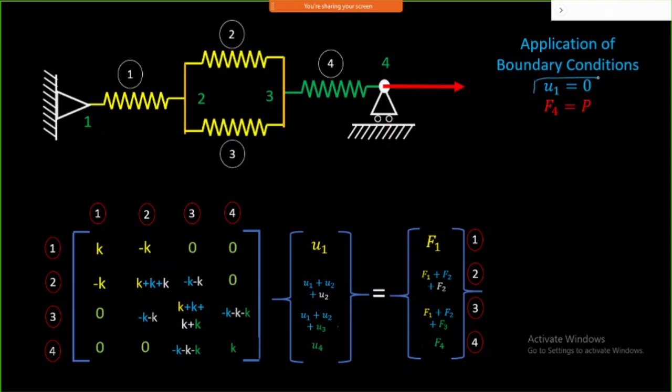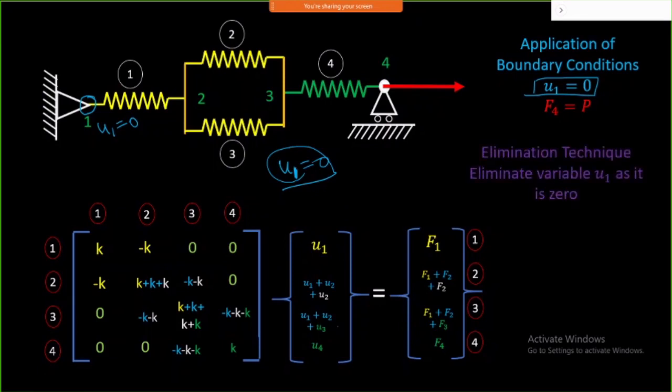This displacement u1 is 0, which means my displacement u1 value will be 0 all the time, so my equation should always result in u1 being 0. That is what is expected. If I eliminate it, I already know the value of u1. So why can't I eliminate that equation from my entire global stiffness equations? That is what is called the elimination approach.